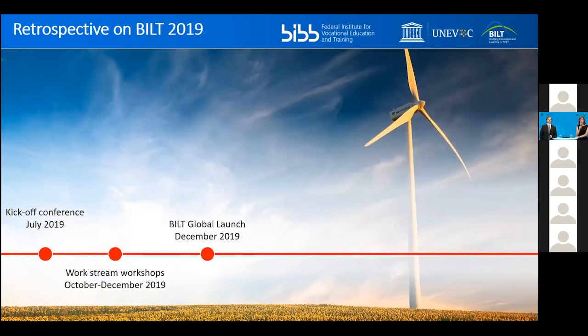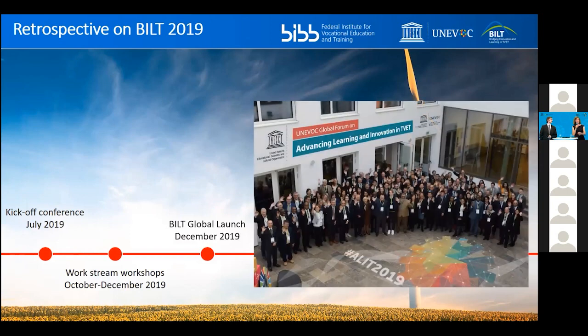After the workstream workshops between October and December 2019, BILT was officially launched on a global scale during UNESCO-UNEVOC's Global Forum in Bonn. You can see a group picture on this slide. We had a special project session on the BILT project. Some of you may have taken part in this project session. And all together with the kick-off, the workshops and the global launch, BILT held 7 international events in 6 countries in a 6-month period in 2019. And that's a record for UNESCO-UNEVOC, so congratulations.